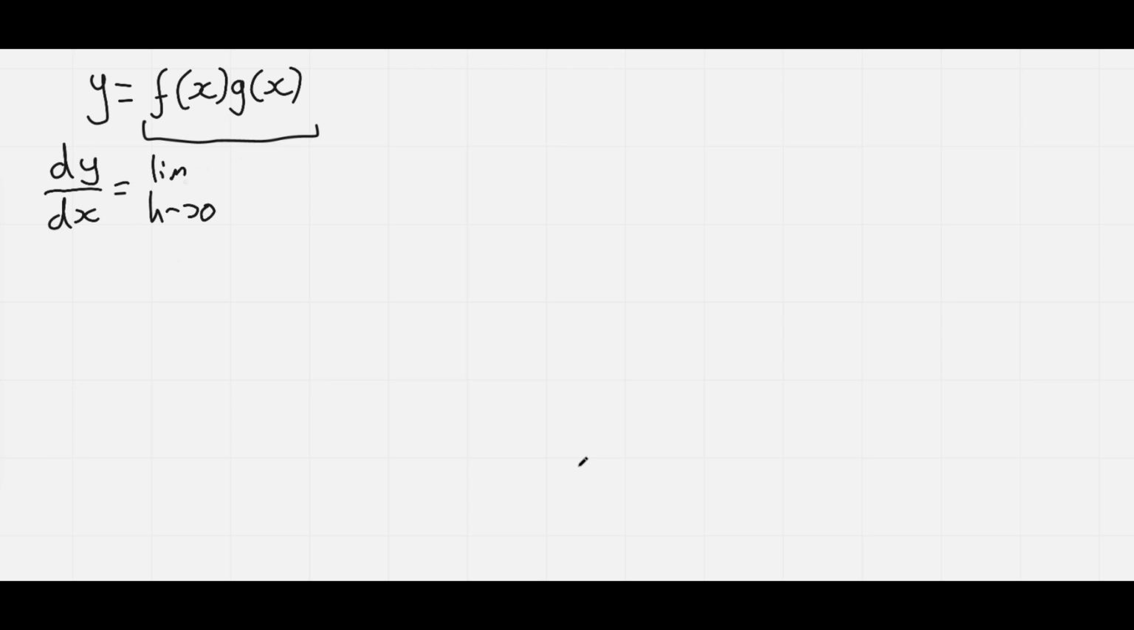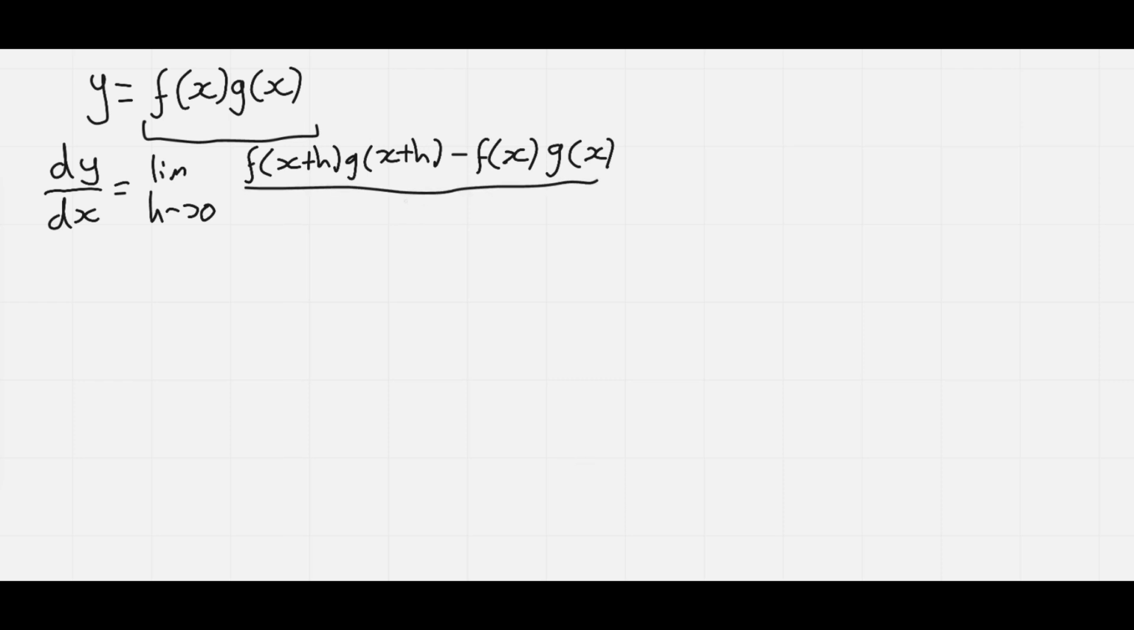So dy/dx is equal to the limit as h approaches 0 of f of x plus h, g of x plus h, minus f of x, multiplied by g of x. That's all it is. Wherever I see an x, I'm replacing it with x plus h. Wherever I see an x, I'm replacing it with x. This is our first principles.